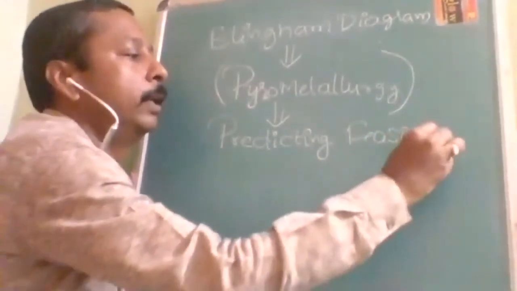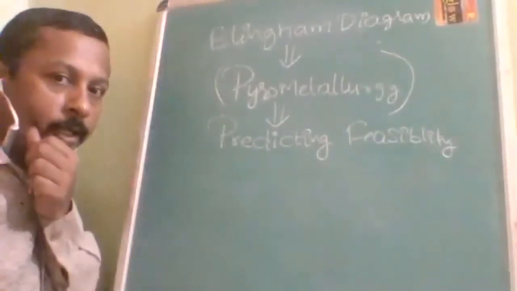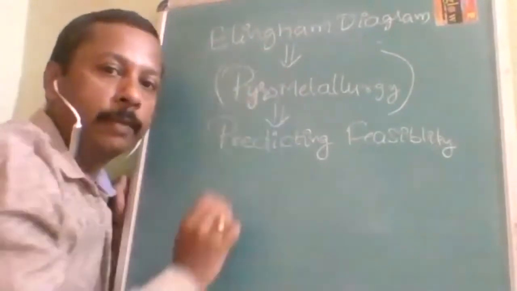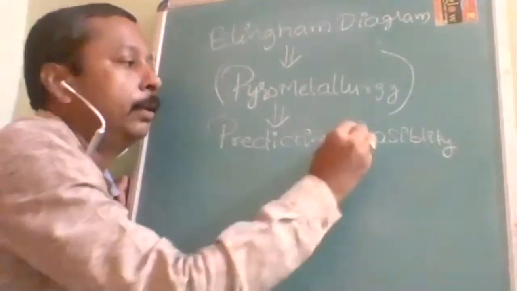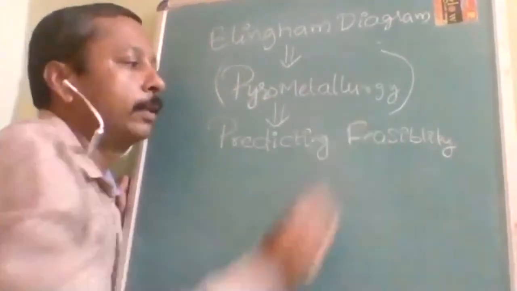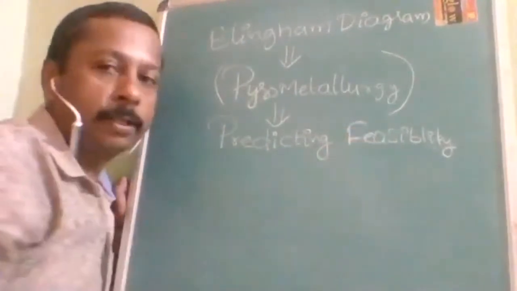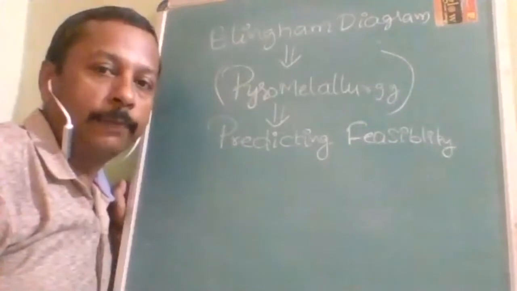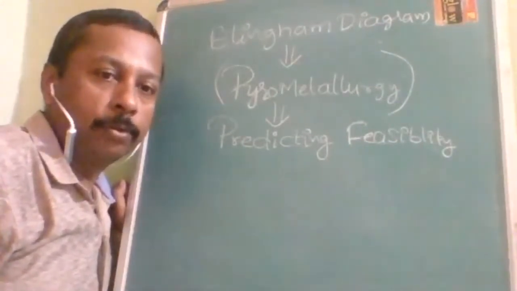Without even starting the process, you can identify whether that reaction is going to occur or not. If it occurs, then what must be the experimental conditions? That is called predicting the feasibility. That's why the Ellingham diagram is most useful.